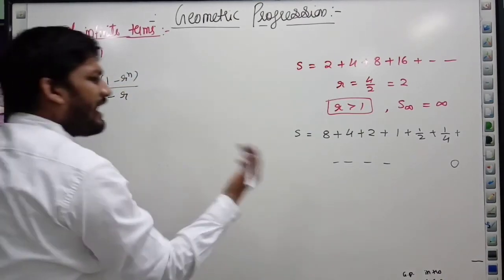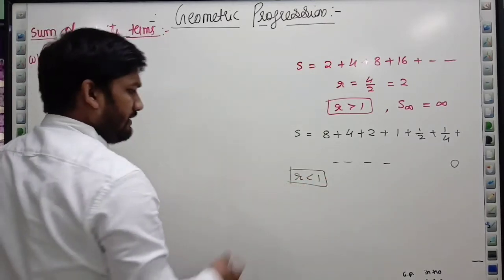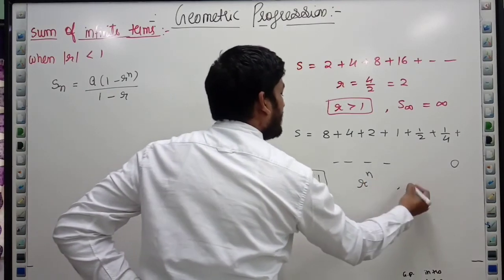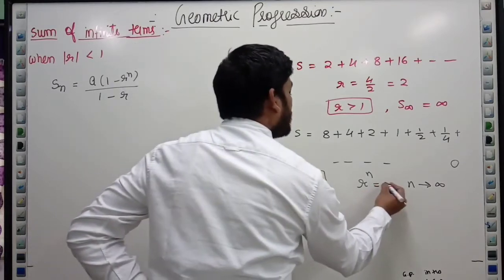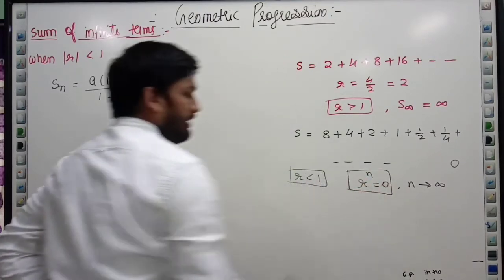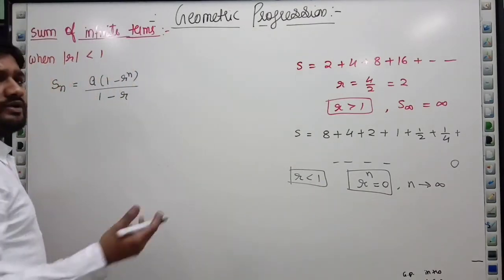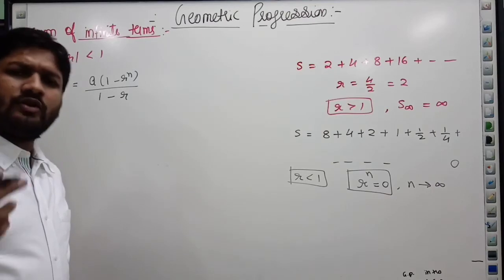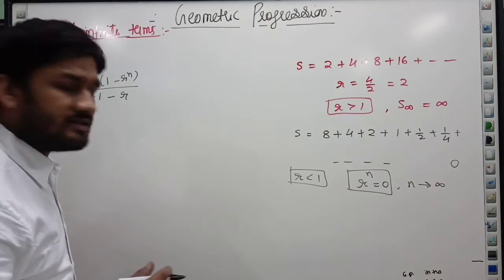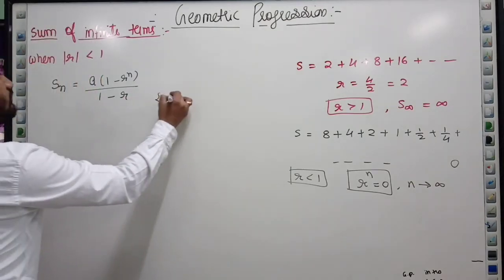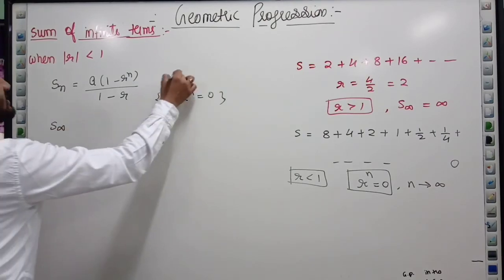Now when |r| is less than 1, take any value between minus 1 and plus 1 and calculate r to the power n, where n tends to infinity, meaning n is very nearby infinity, then r to the power n will always be 0. It will be negligible, so we can consider it as 0. Try it: take 0.5 to the power 10, 12, 14, and you will see it goes towards 0. So we put r to the power n equal to 0, as n tends to infinity.